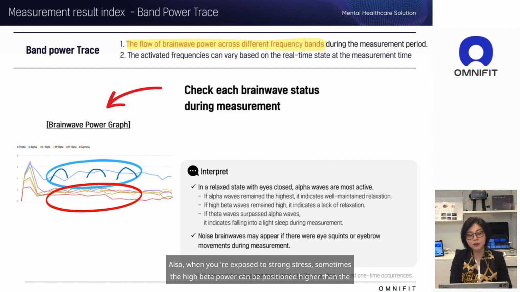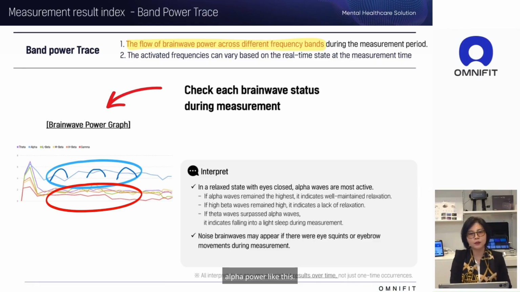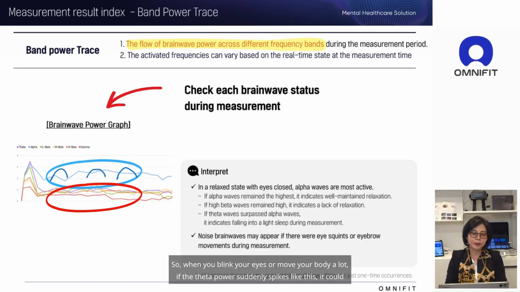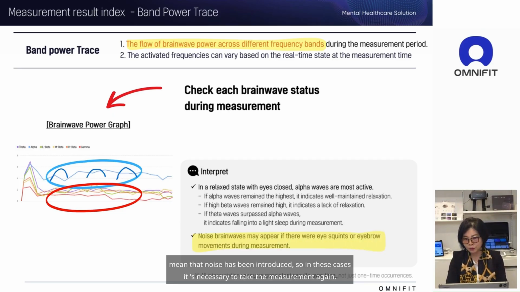Also, when you're exposed to strong stress, sometimes the high beta power can be positioned higher than the alpha power like this. So, when you blink your eyes or move your body a lot, if the theta power suddenly spikes like this, it could mean that noise has been introduced, so in these cases, it's necessary to take the measurement again.